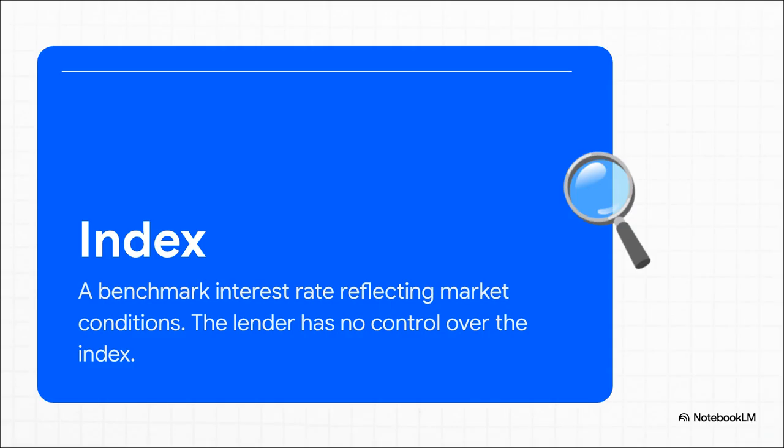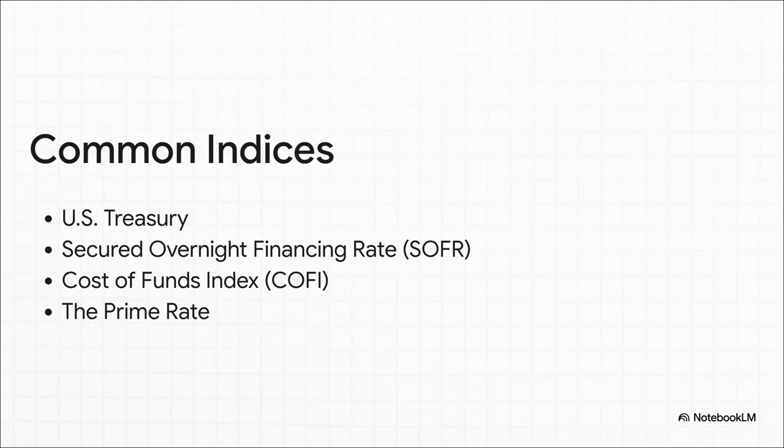And here's the crucial part for your exam. The lender has zero control over the index. It is completely out of their hands. Now, for the test, you don't need to be a Wall Street wizard. But it's super helpful to be able to recognize some of these common indices. These are the big ones that lenders use to drive those rate adjustments.